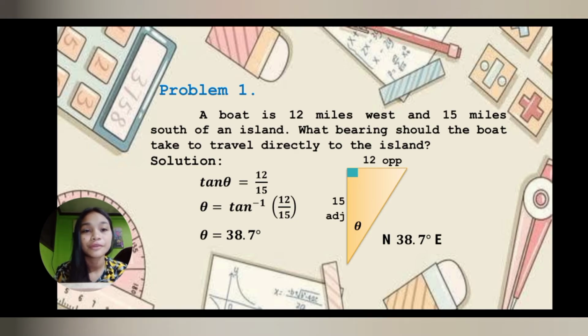theta equals 12 over 15, which is our boat 12 miles west and 15 miles south of an island. So theta equals tangent to the power of negative 1 times 12 divided by 15. So we get the answer of 38.7 degrees. So the bearing of the boat to travel directly to the island is north 38.7 degrees east. So that is the bearing of the boat. This is our triangle to know the bearing of the boat.